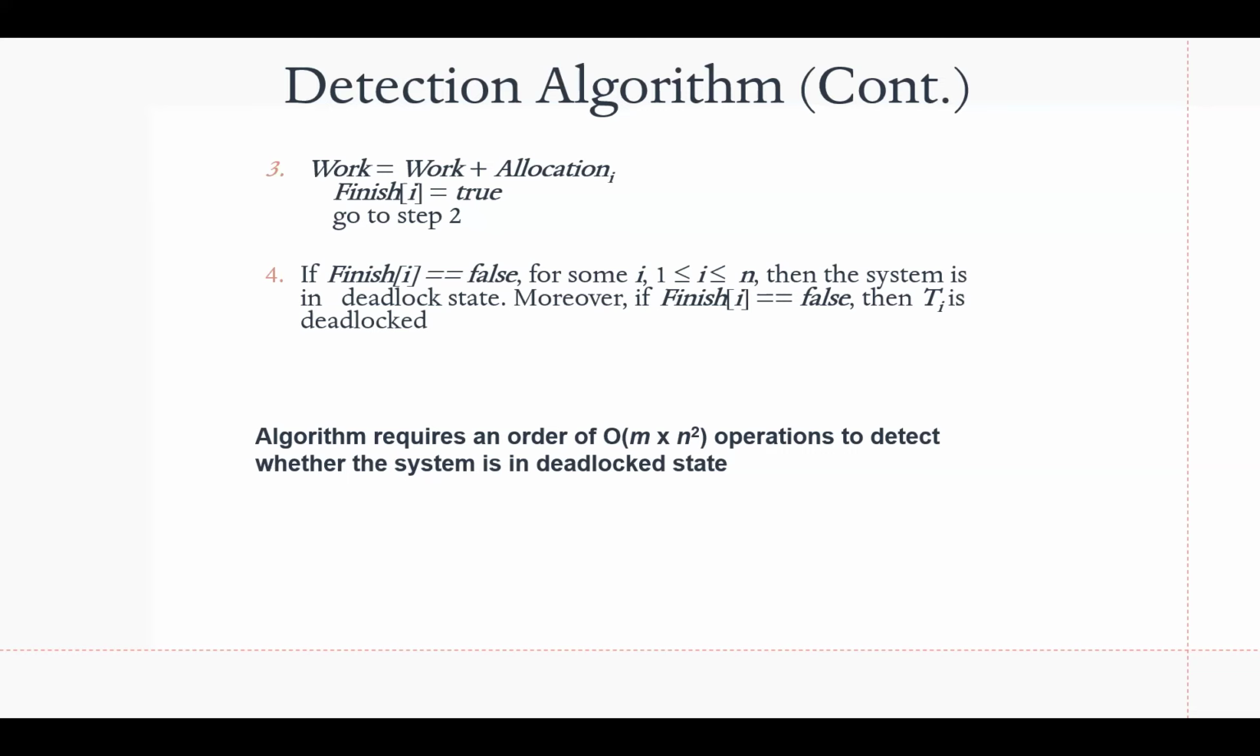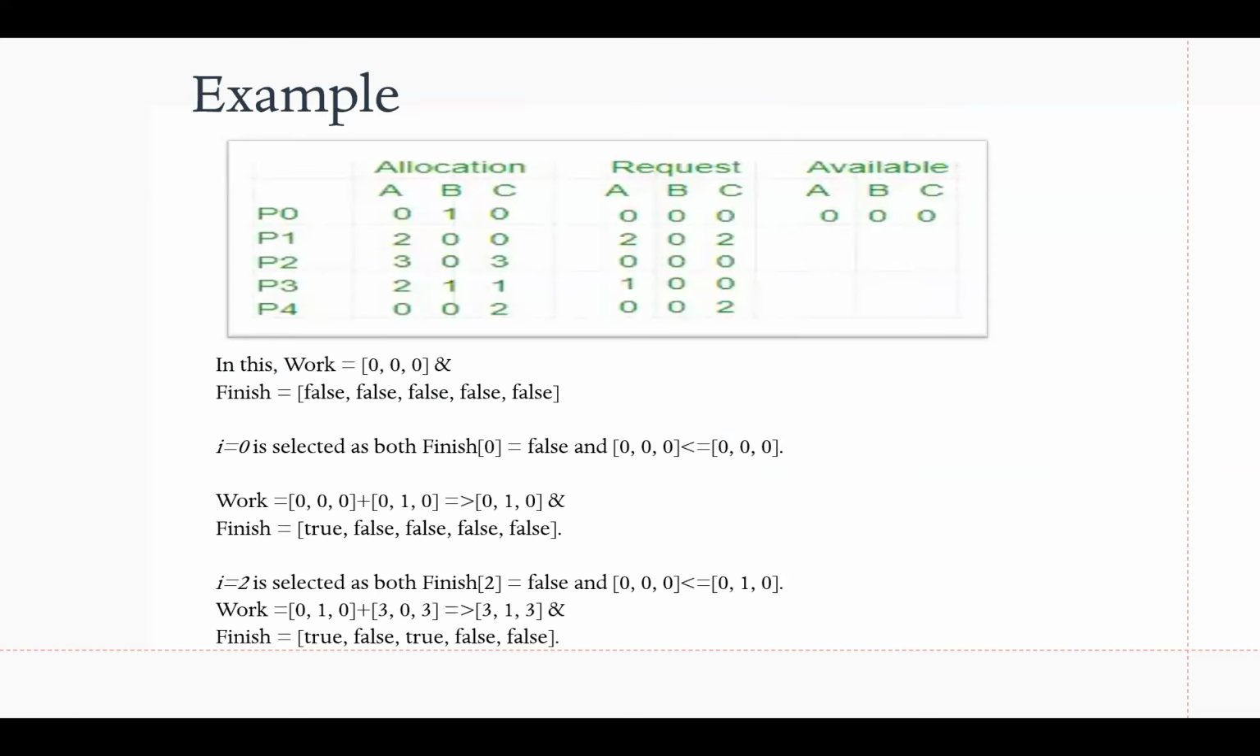This algorithm requires an order of O(m times n squared) operations to detect whether the system is in a deadlock state or not. We'll see one example for this, so you will understand it in a better way. Suppose this is the example given. The system has 5 processes: P0, P1, P2, P3, and P4. Here are the allocation matrix, request matrix, and available vector.